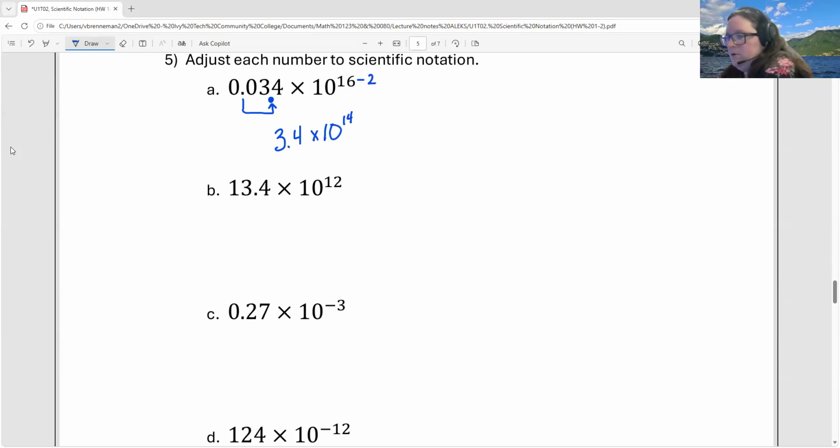Then 13.4 times 10 to the 12th. That number is too big, so I need to move that decimal point. I need to have 1.34. And that means I need a bigger power of 10. I need to add 1 corresponding to the 1 place that I moved the decimal point. So we have 1.34 times 10 to the 13th.